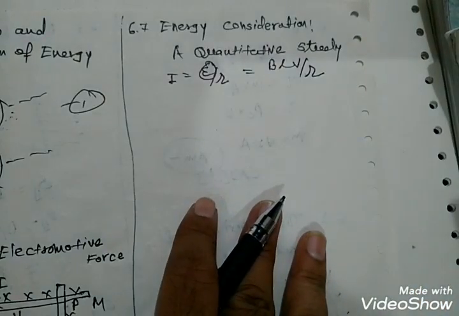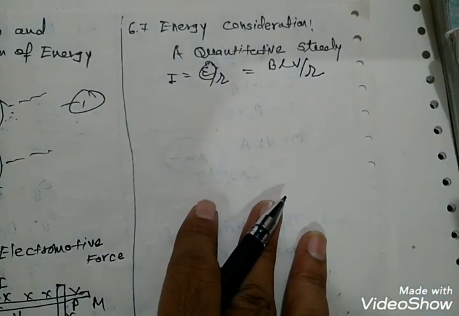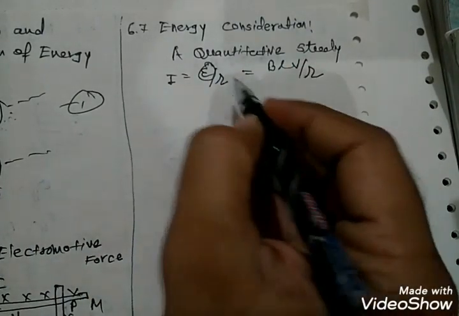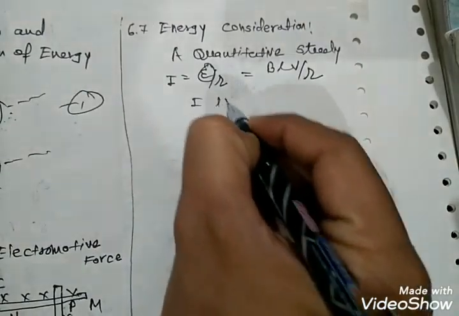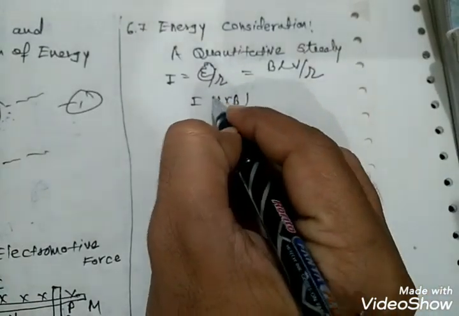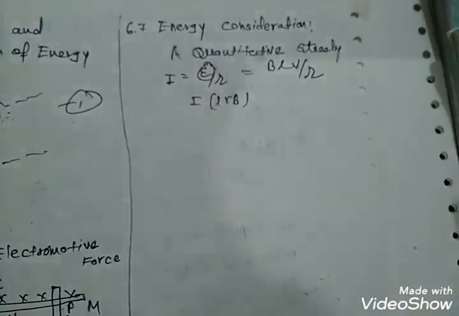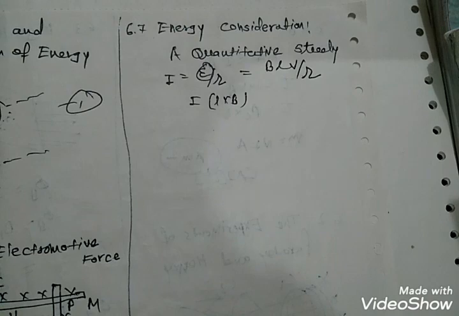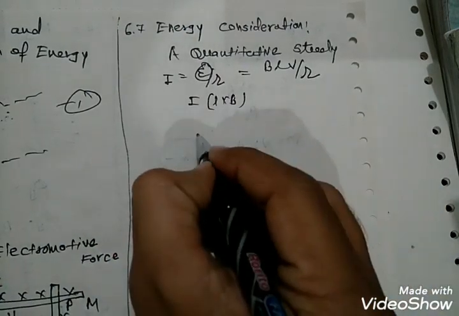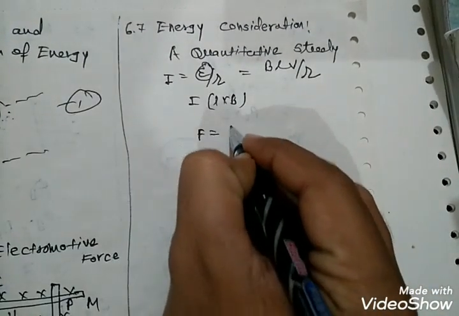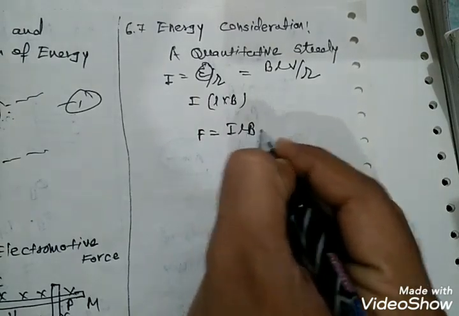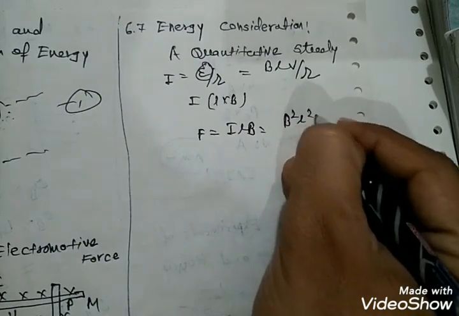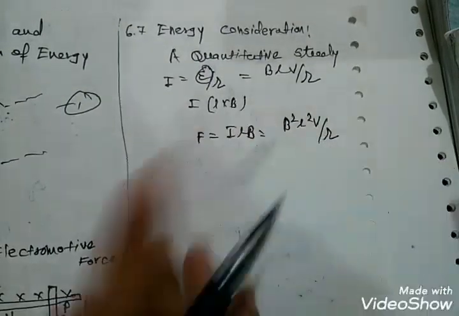Now there will be a force on the arm PQ. This force, I L cross B, is directed outward, in the direction opposite to the velocity of the rod. So the magnitude of this force is F is equal to ILB. This equation we also know. So here F is equal to B square L square V upon R.